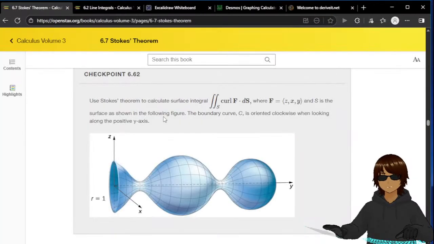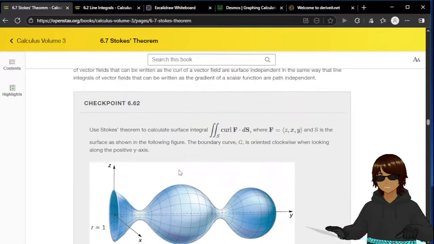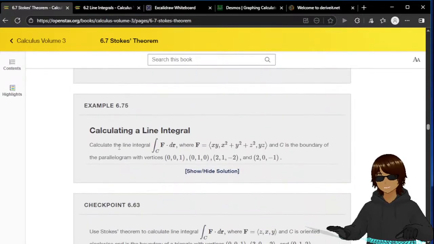I don't know how long this is going to take. Oh, this is not an example. Oh, this is an example.